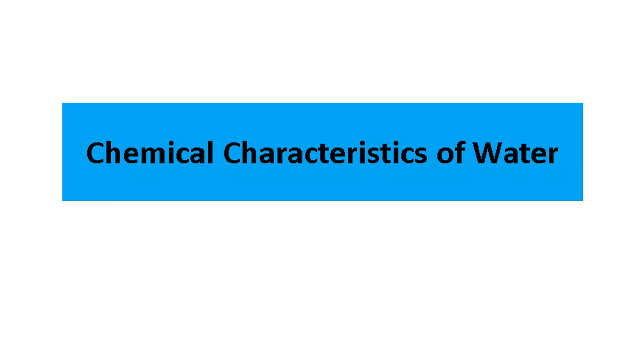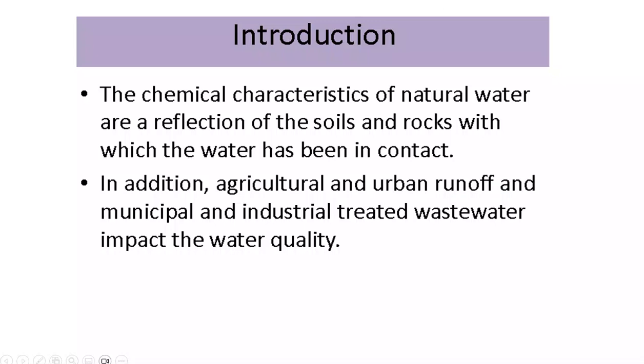We have very important features or characteristics of water which are chemical. So we have chemical characteristics of water. The chemical characteristics of natural water are a reflection of the soil and rocks with which the water has been in contact. In addition, agricultural and urban runoff and municipal and industrial treated wastewater impact the water quality.